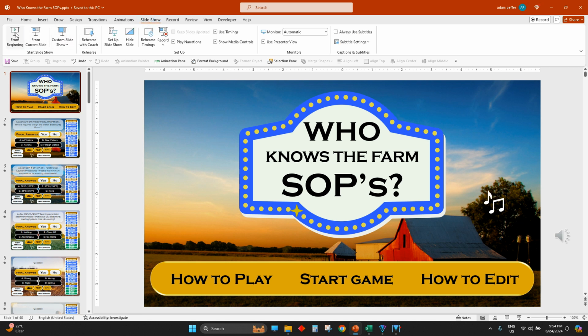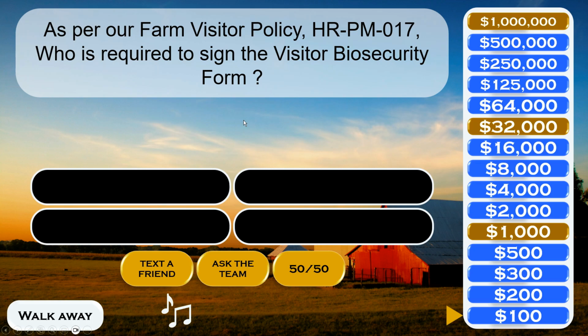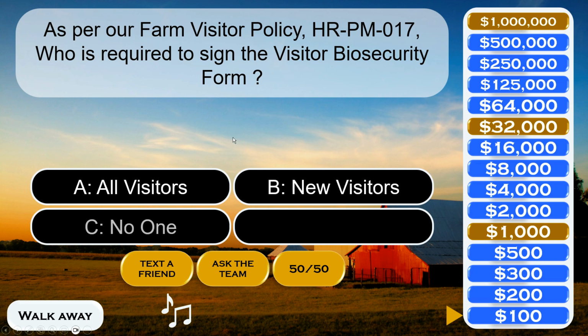Start slideshow from the beginning and click Start Game. To make answers appear, press the spacebar to reveal each answer. You can click on the music note to play music while the player is thinking about the answer.